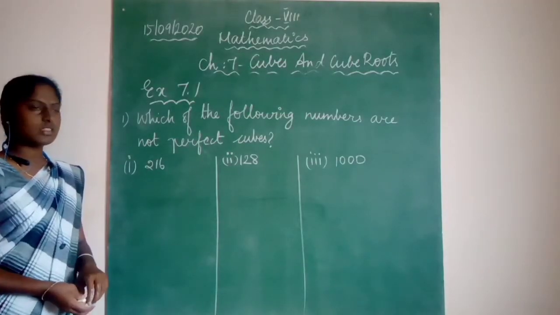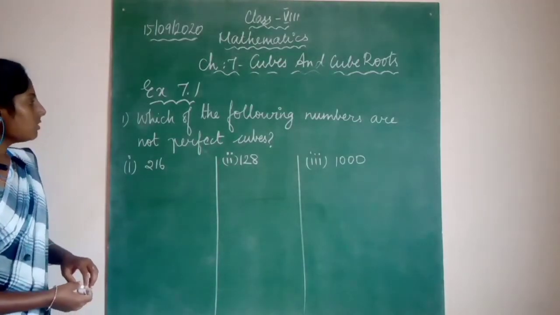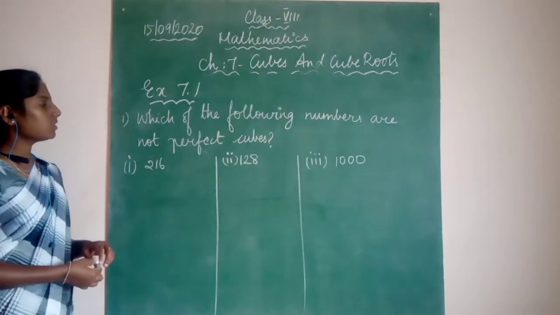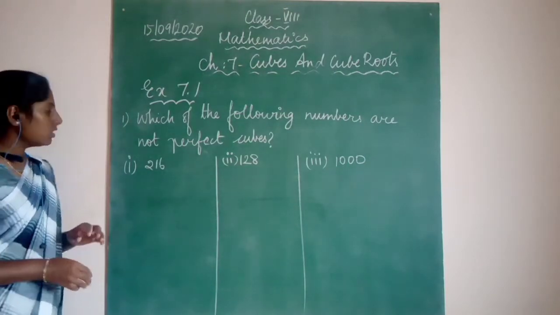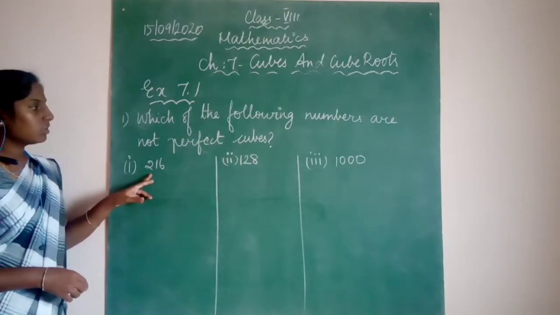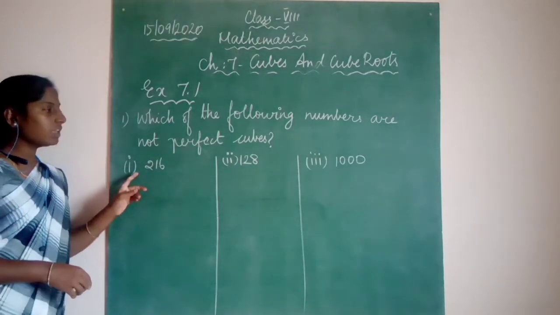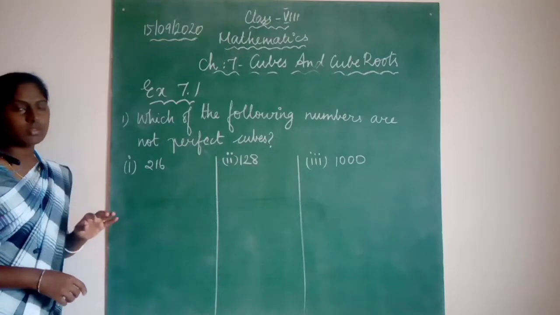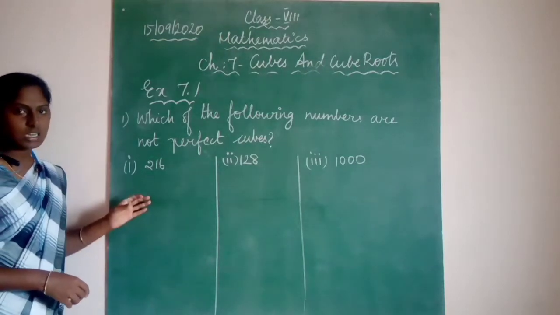Now let us look into exercise 7.1. Look at the first question: which of the following numbers are not perfect cubes? We have to find whether the given numbers are perfect cubes or not. For that we have to factorize the number.